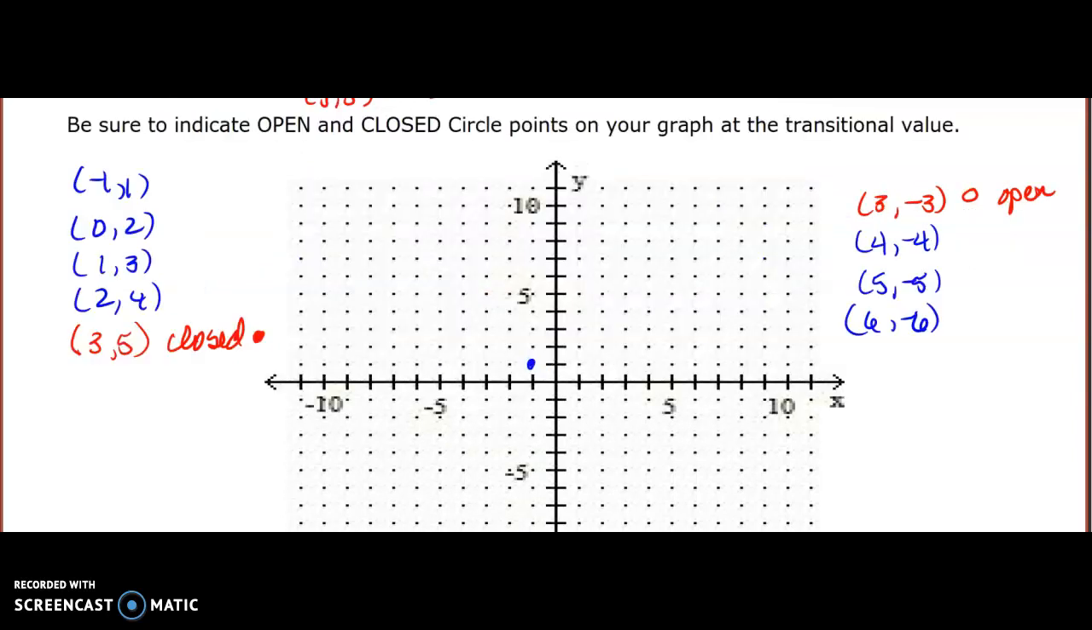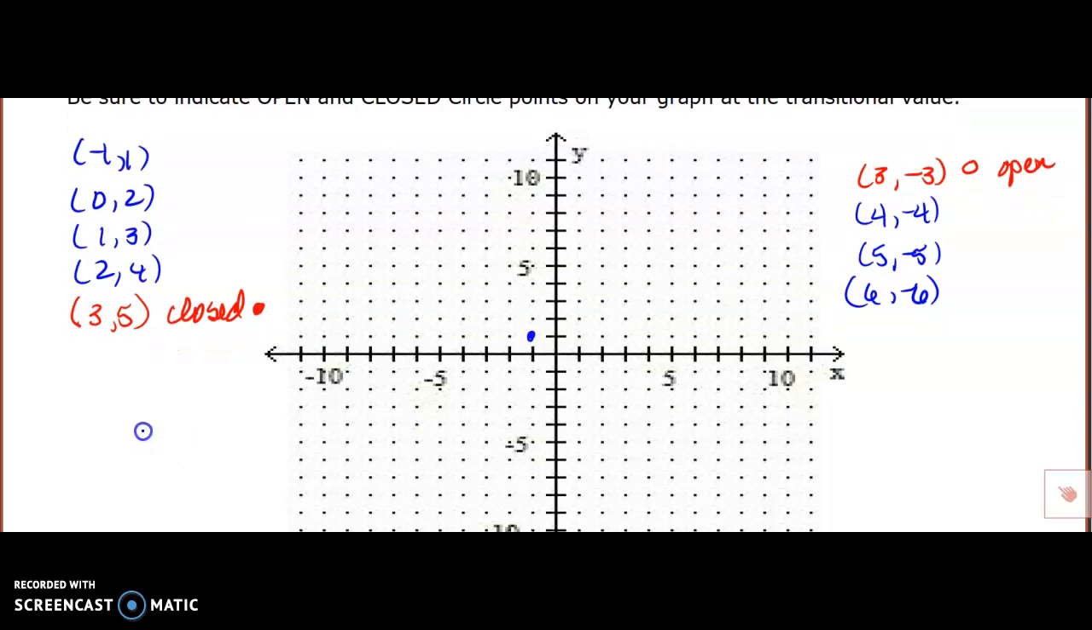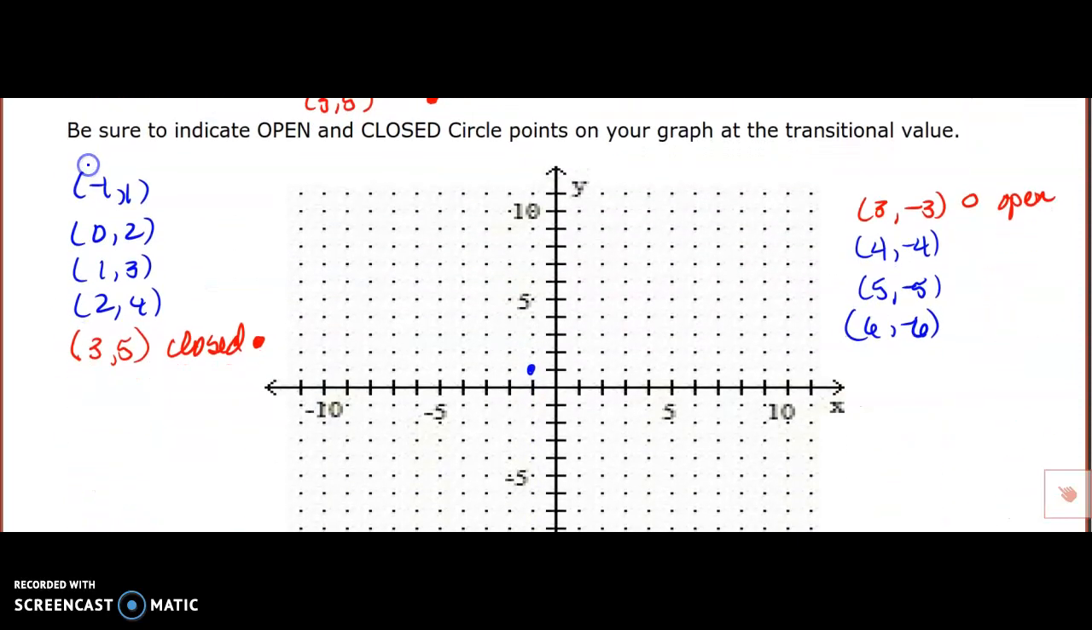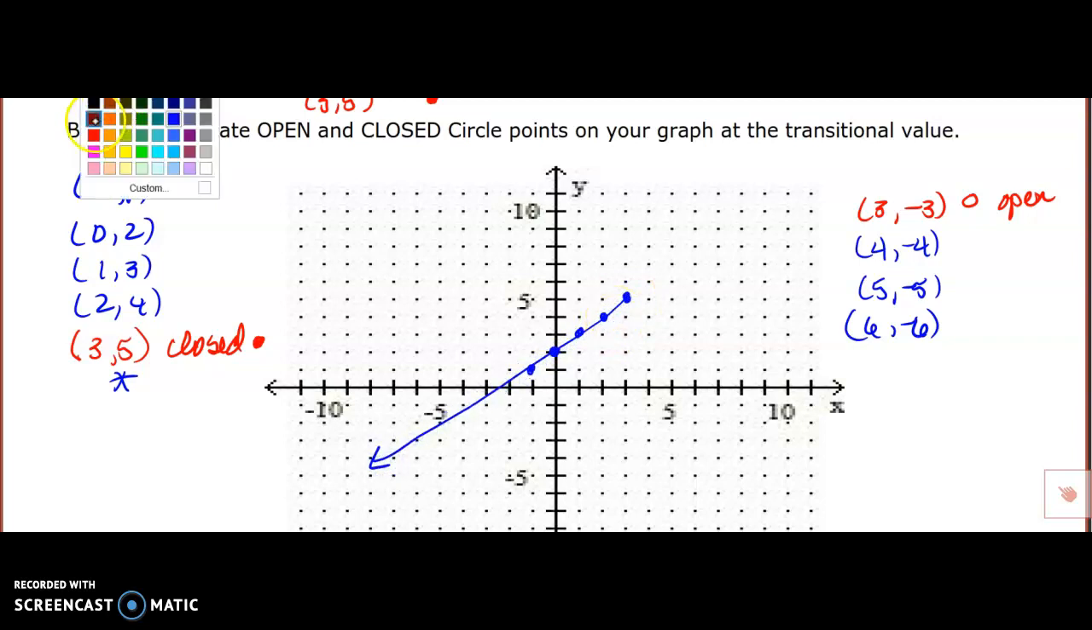So I've written down the ordered pairs from above, and let's plot those. So the first function that I have here, I have his ordered pairs here, and let's plot it. So negative 1, 1, 0, 2, 1, 3, 2, 4, and 3, 5, and that's a closed circle. Now I'm going to connect those dots. But notice I am not going to go any further than the 3. That's where it makes its transition to the other graph.